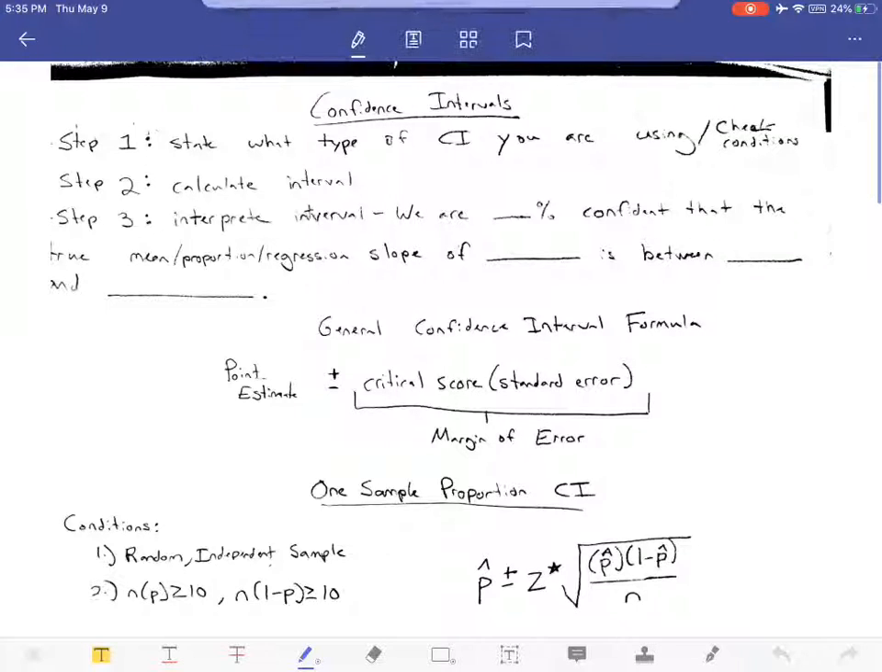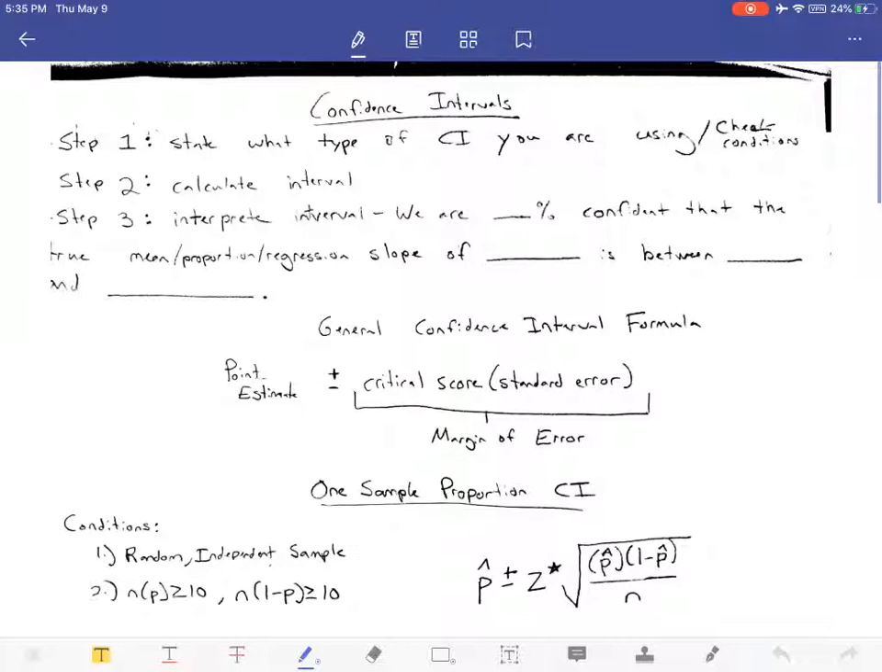Alright, so this video is going to be a cheat sheet on all different types of confidence intervals, since we've gone through a lot of different types of confidence intervals, so it's important that you know how to go between all the different types. So first, we're just going to talk about confidence intervals in general and then go through each specific one and the formula and conditions that go with it.